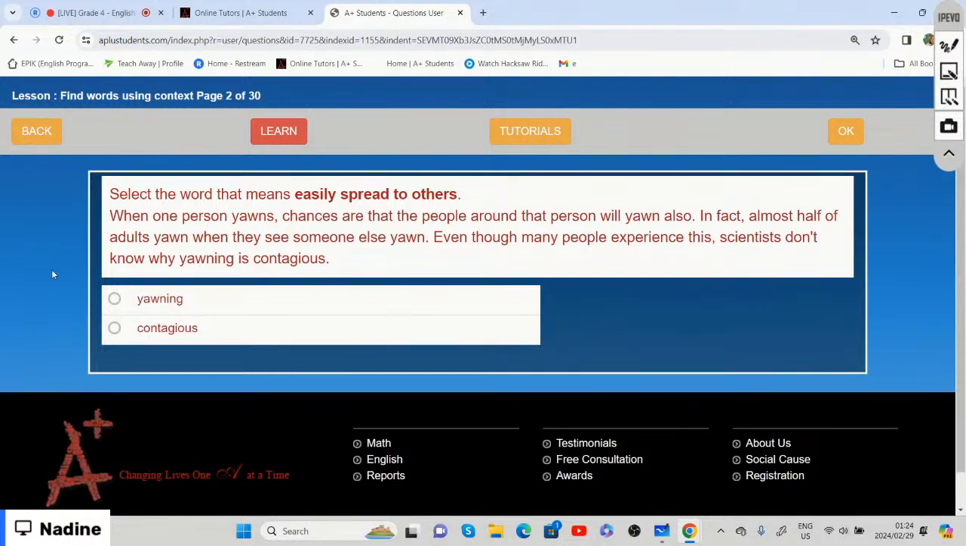So well done. We need to select the word that means easily spread to others. It says, for example, when one person yawns, chances are that people around the person will yawn too. In fact, almost half of adults yawn when they see someone else yawn. Even though many people experience this, scientists don't know why yawning is contagious. So, easily spread to others, does that mean yawning, or does it mean contagious?